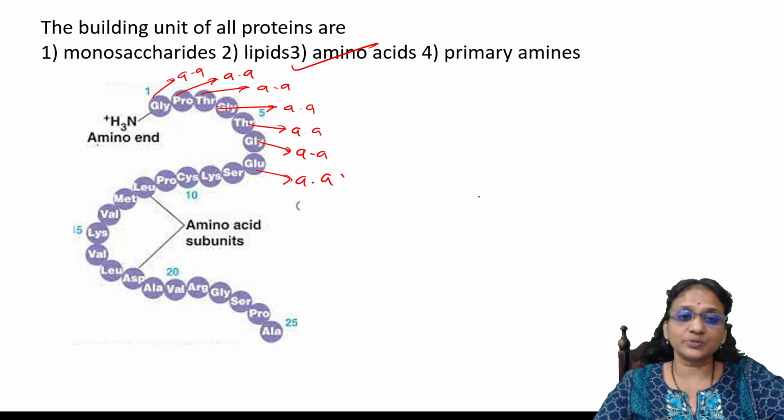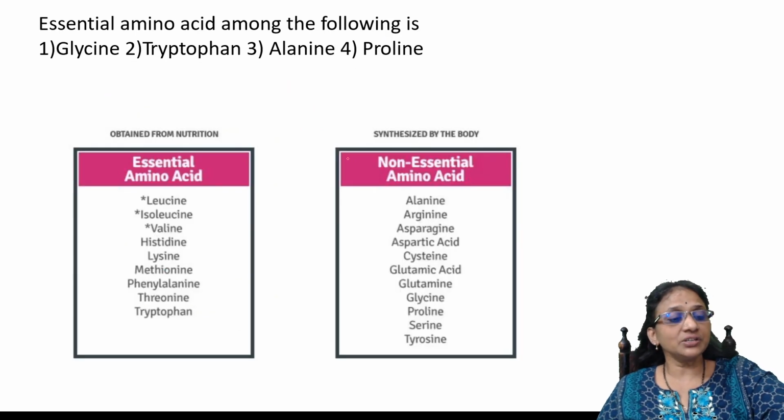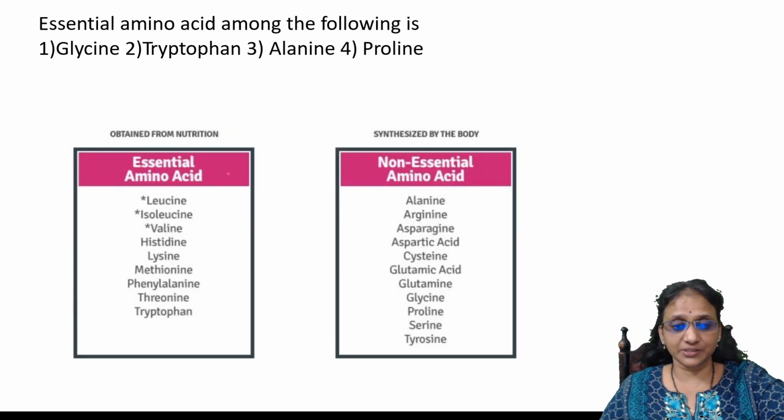Next question. Essential amino acid among the following. See students, in the body there are two types of amino acids. One is which is obtained through food. Okay, this should be taken.